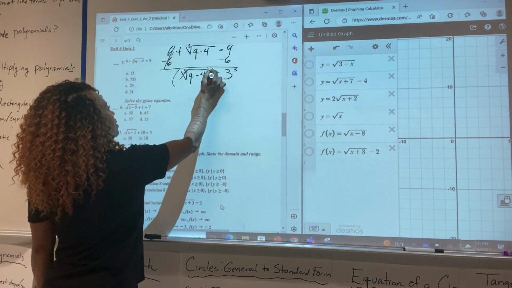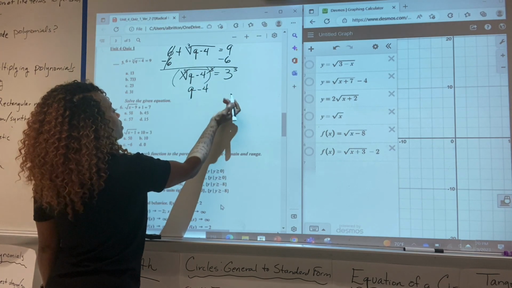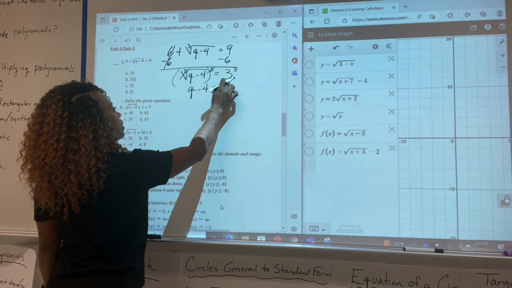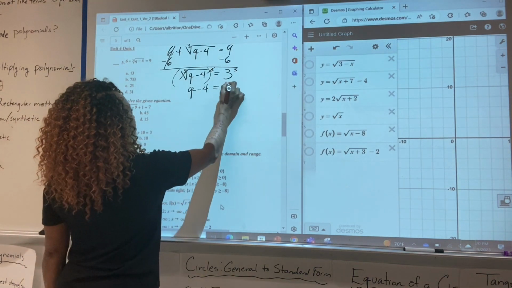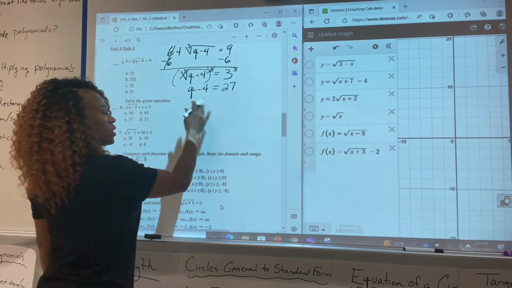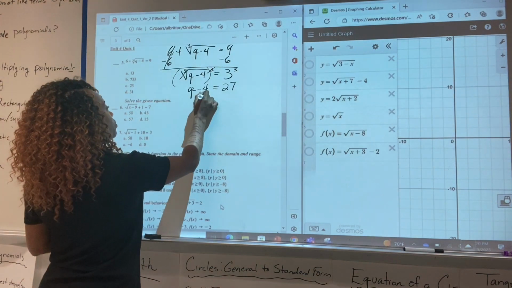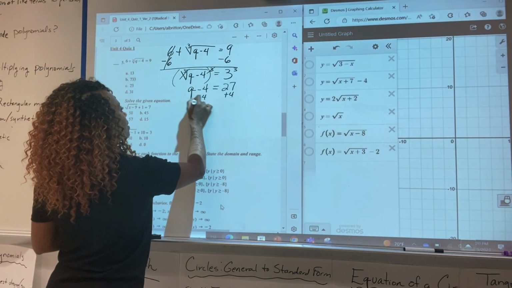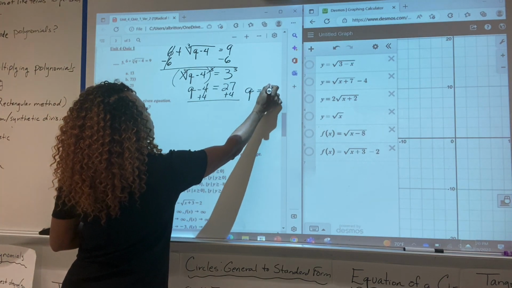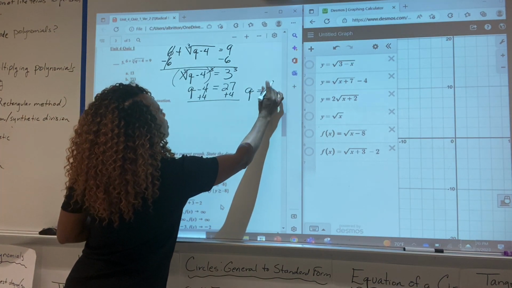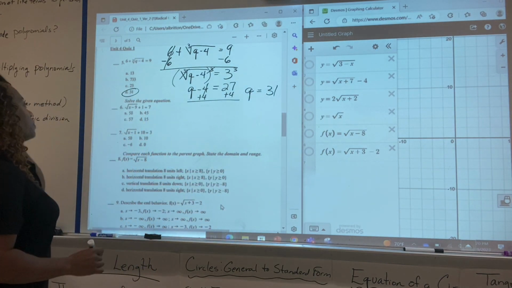Now this essentially cancels out the radical, which is good. We don't have to deal with that radical sign anymore. And then 3 cubed is 3 times 3 times 3. 3 times 3 is 9, 9 times 3 is 27. And now it's just a one-step subtraction equation. How do we eliminate subtraction? We use addition. So a little plus 4 on both sides. And in this case, q is equal to 31. So D is our answer for that one.